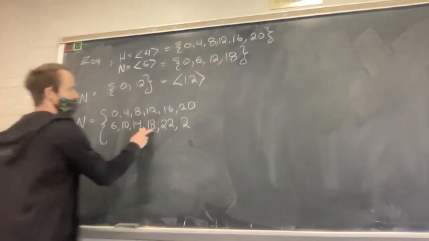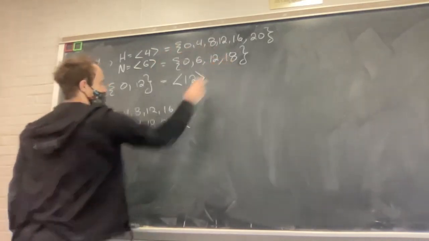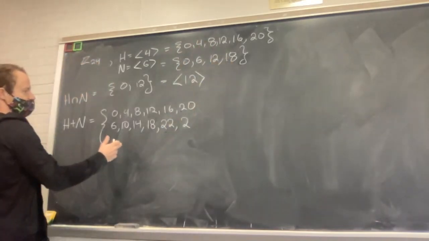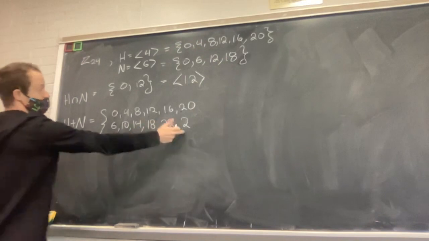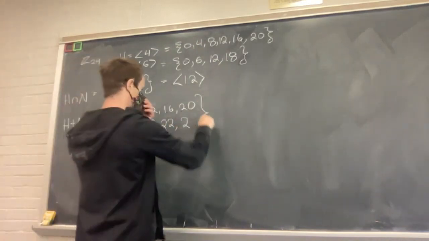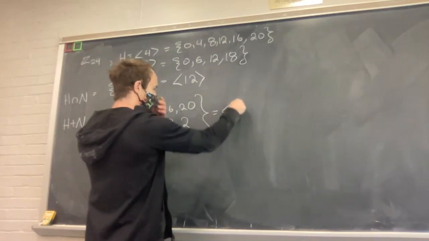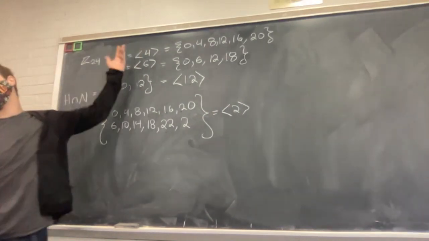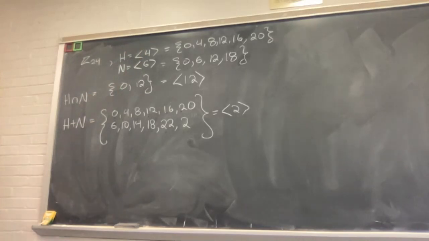0 plus 18 is 18. 4 plus 18 is 22. 8 plus 18 is 26, which is 2. And so on and so forth. So this is the entire set. Now I want to notice that that's the cyclic subgroup generated by 2. That's all even elements. That's kind of neither here nor there, but it is. And notice that 2 is the GCD of these two. Again, there's some numerics going on there that we won't worry about.